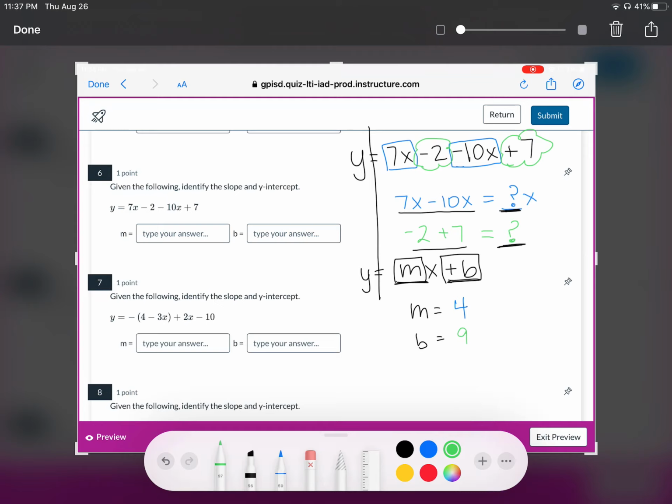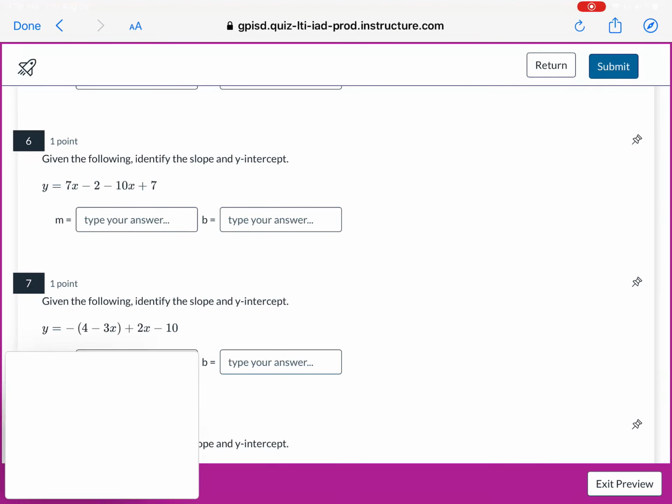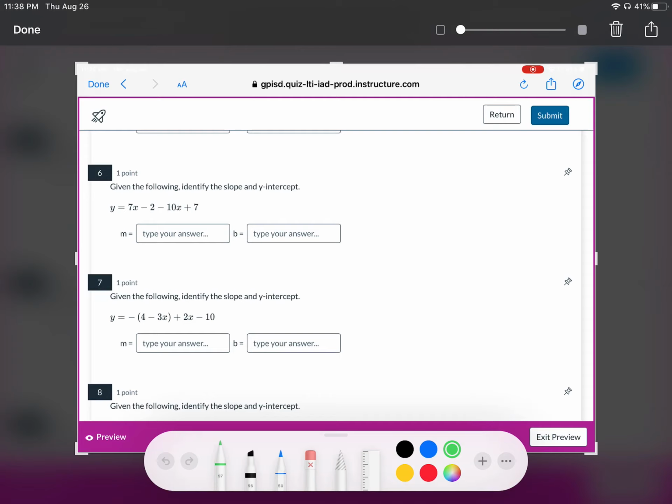Those are incorrect, once again. But if you've done the problem with me, you should get the answer. Number 7, y equals negative 1 times (4 minus 3x) plus 2x minus 10. Same steps that we followed before.